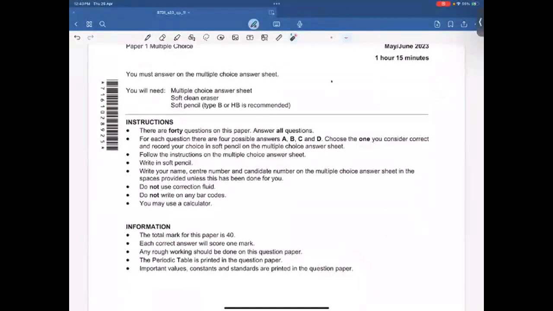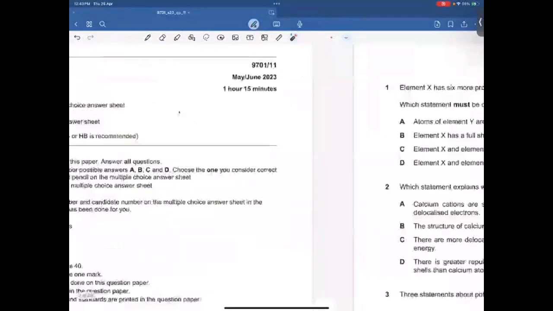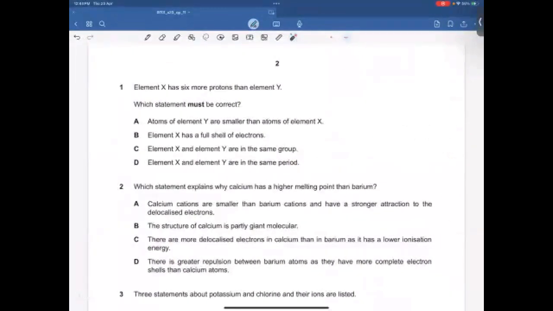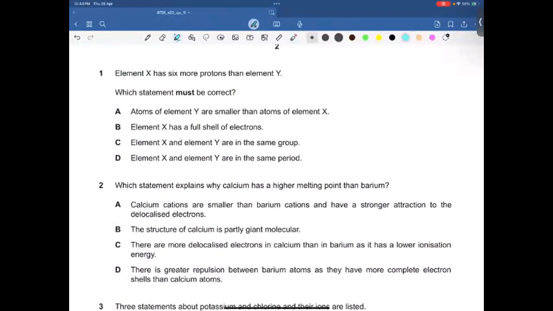Most importantly, let's start with question number 1, see what we have. Element X has 6 more protons than element Y. That's a general situation because they haven't given any period number or group number, any information. So which statement must be correct?